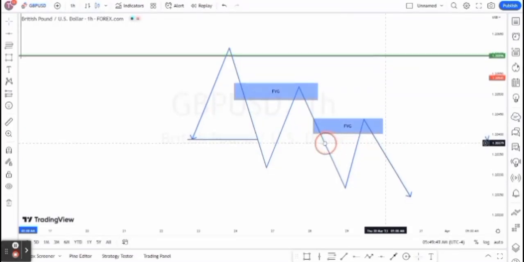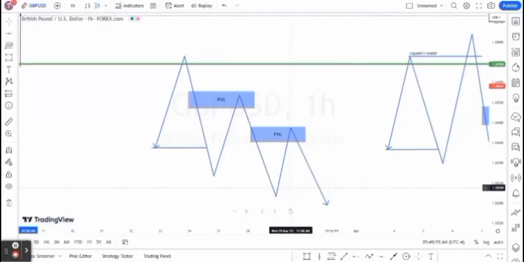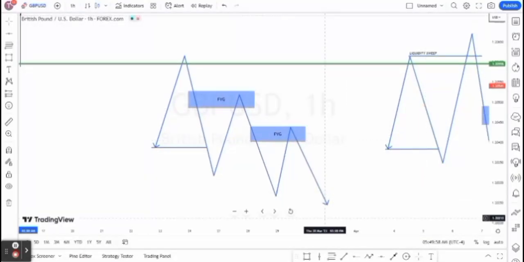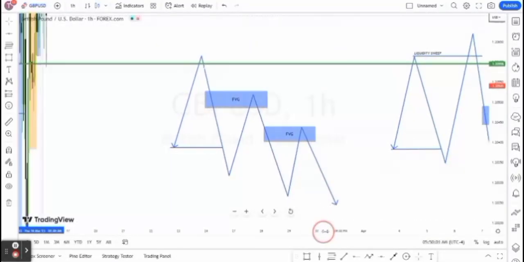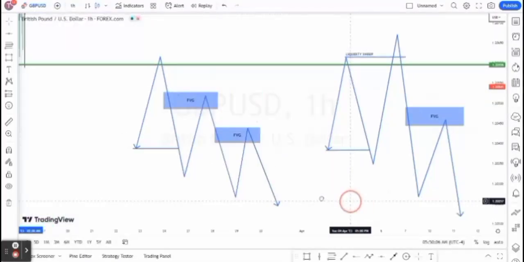Okay, let me scroll to the left side so I can see the other pattern. Now this is another pattern which I also use. This pattern is more of a liquidity sweep.